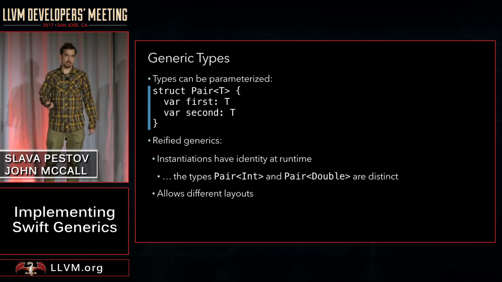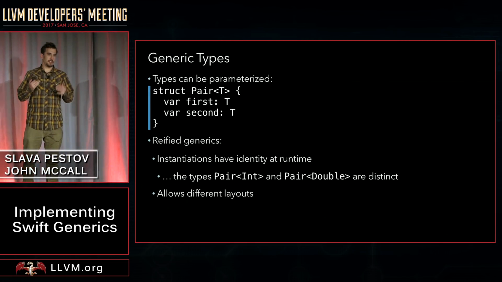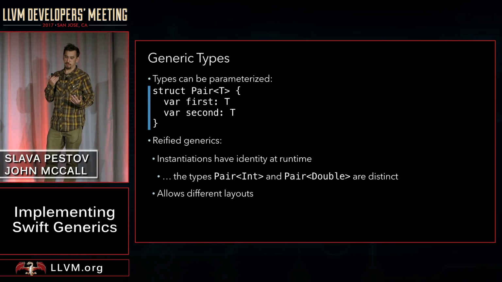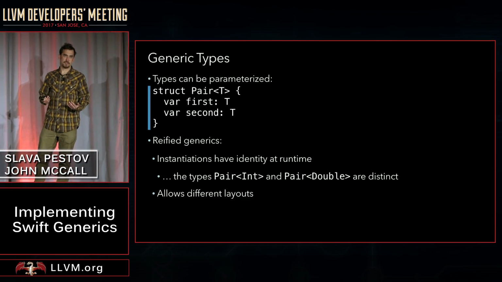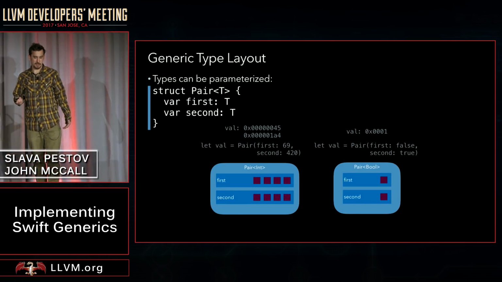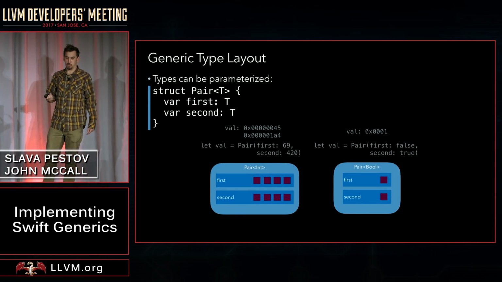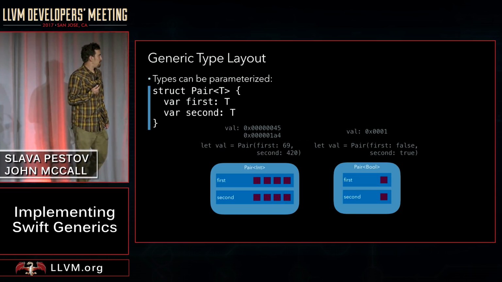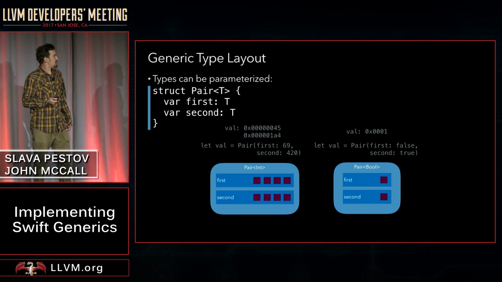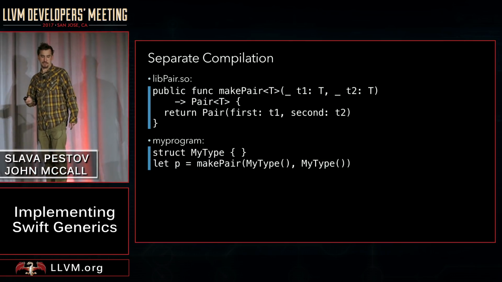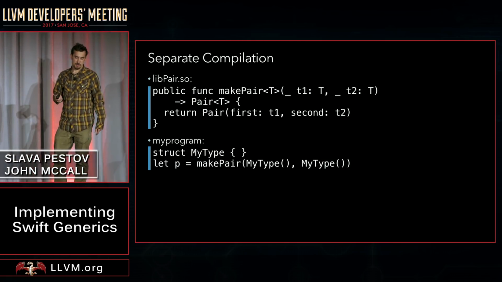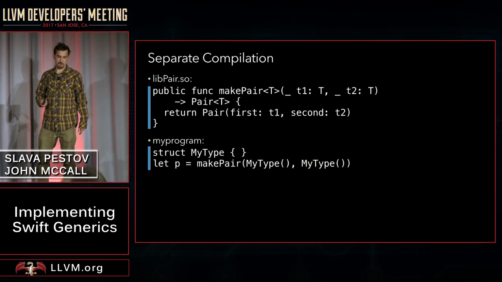And different instantiations of generic types, they're different at all levels in the language. So a pair of integers and a pair of doubles, they're distinct in the type system, of course, but they're also different at runtime. So you can reflect the generic arguments, and also they have different layouts. So here I have a pair of booleans, which is 8 bytes in size, and a pair of booleans, which is 2 bytes in size, and a pair of integers, which is 8 bytes in size. And with separate compilation, I can call a function that's defined in another library, and I can pass it in a type that I declare as a substitution.